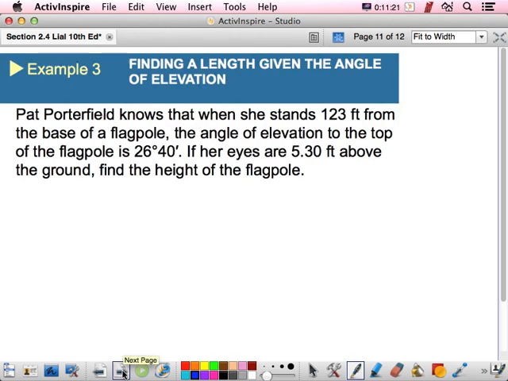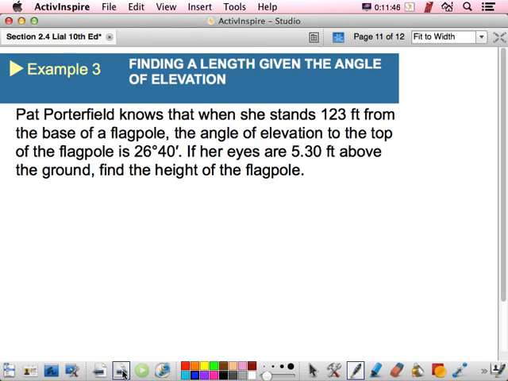For example, like casting a shadow, and Pat Porterfield, she needs a last name, so we're going to give her a last name, Porterfield. She knows that when she stands 123 feet from the base of a flagpole, the angle of elevation to the top of the flagpole is 26 degrees and 40 minutes. If her eyes are 5.30 feet above the ground, find the height of the flagpole.